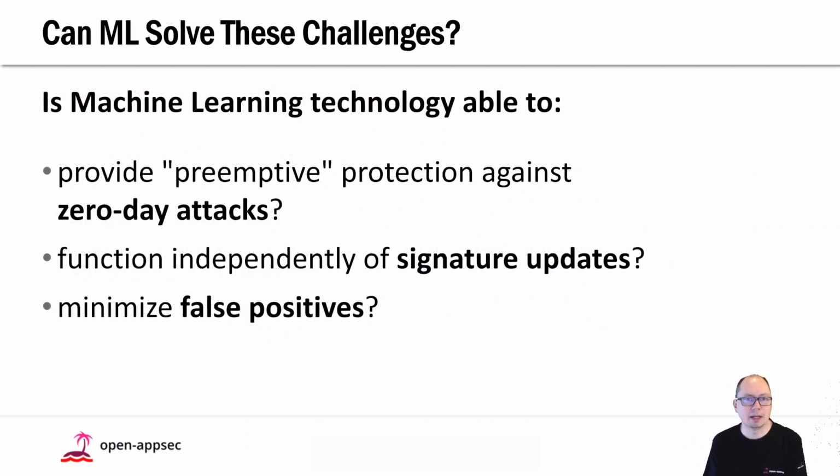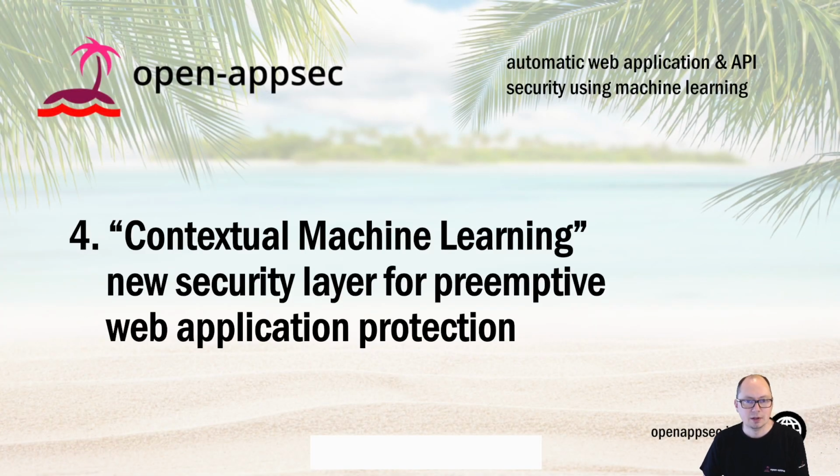The question is, can machine learning actually solve these challenges? Is machine learning technology able to provide real preemptive protection against zero-day attacks, solving the challenge of the vulnerability window leaving you unprotected for some time? Can it function completely independent of signature updates, because signatures obviously are not good enough? And can it also address the trade-off between more specific and less specific, so address the challenge with the false positives that we see with all the signature-based solutions?